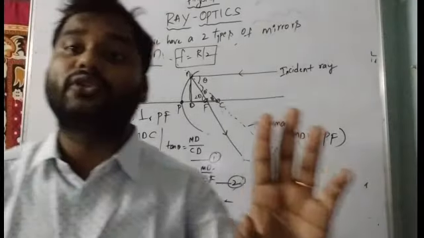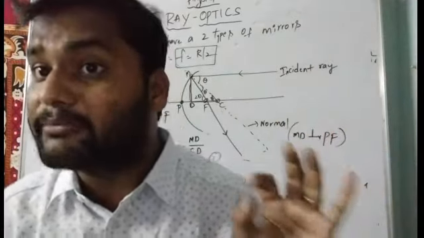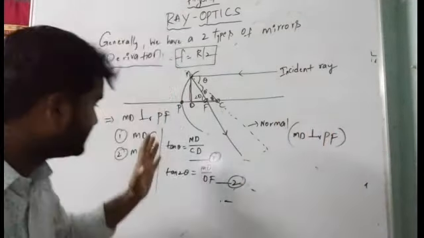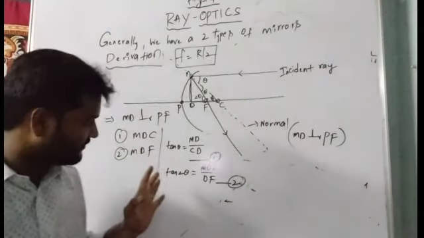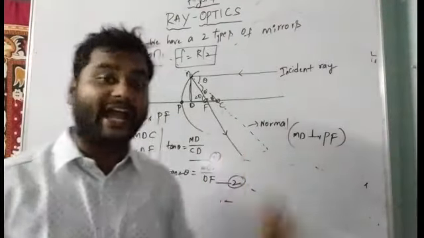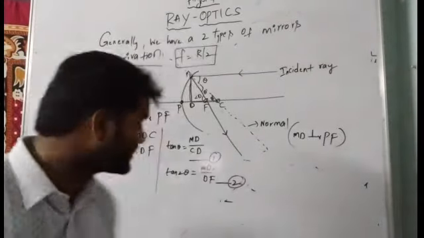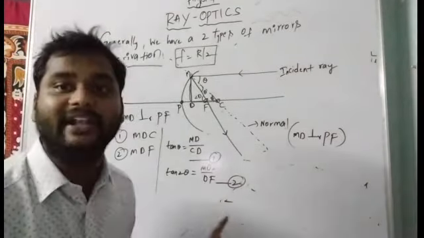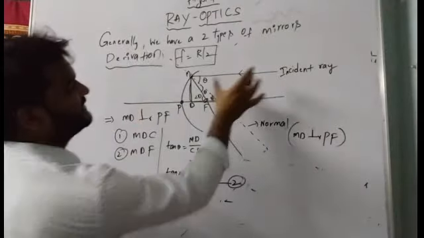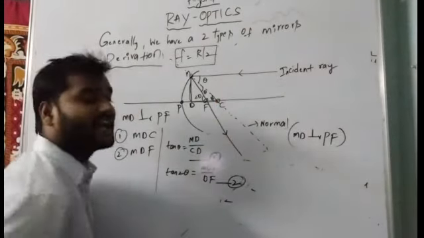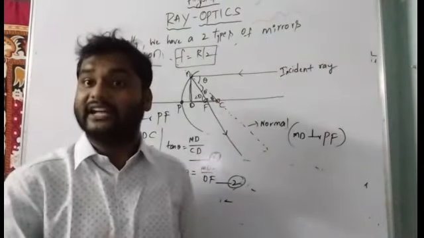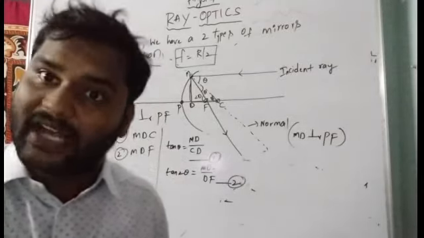I have found two triangles in my diagram, that is MDC and MDF. From the triangle MDC, I can write tan theta equals MD by CD. From the triangle MDF, I can write that tan 2 theta is MD by DF. Now, this is the paraxial ray. That means I have taken the incident ray which is parallel to the principal axis.